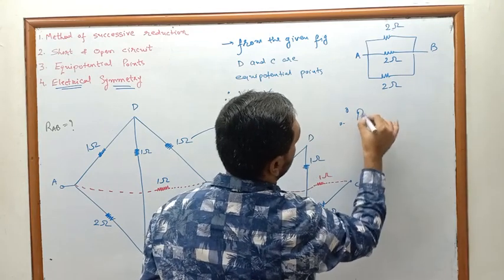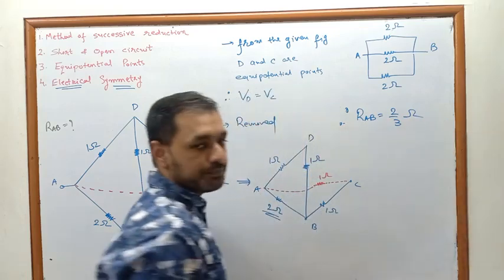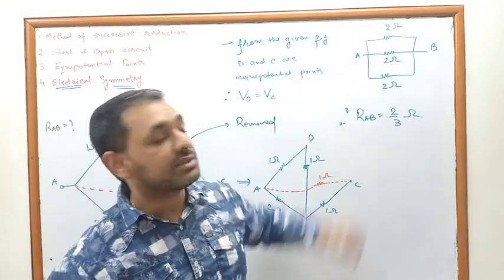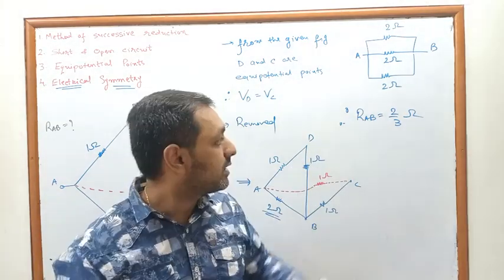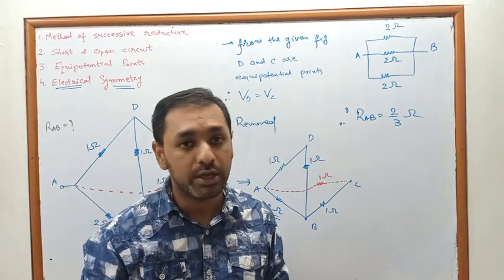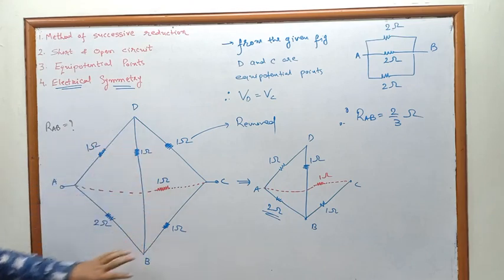So RAB is equal to 2 by 3 ohm, because we know the rule: if the same 2 ohm resistors are connected in parallel and 3 resistors are there, in that case you can directly say that the value is 2 by 3. So with the help of this electrical symmetry you can simplify such complex networks.